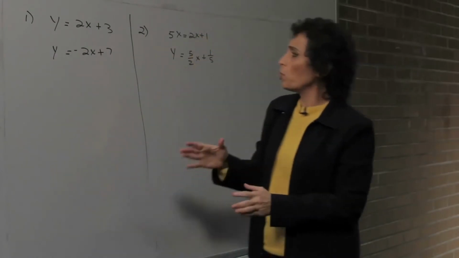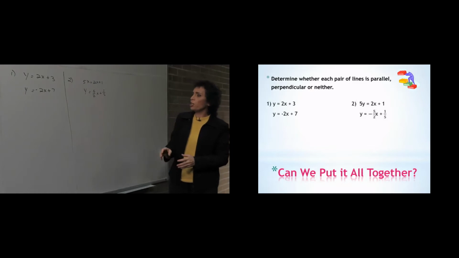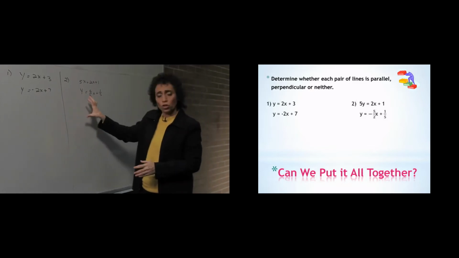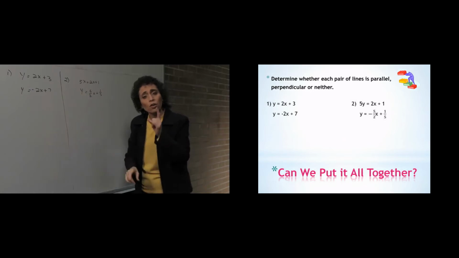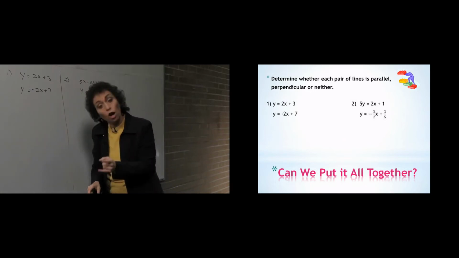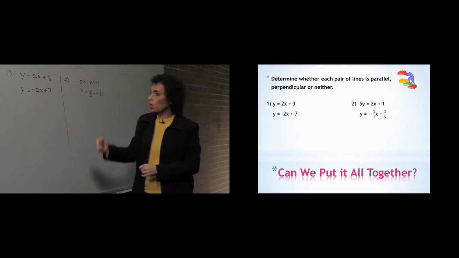All right, the last thing we want to do today is make sure you understand how this all comes together. So if you would tell us if these lines, and this is in your workbook, if these lines are perpendicular, parallel, or neither. Remember what you need to know. You need to know their slope. Once you know their slope, you should be able to answer this question, okay? So we'll come back and we'll do these together.